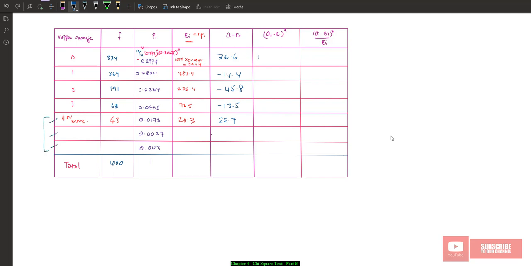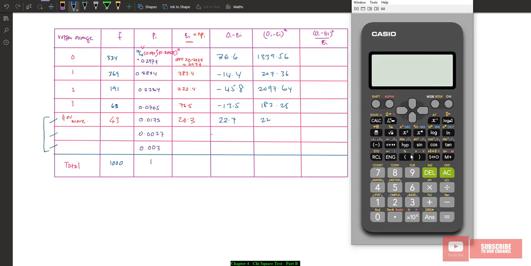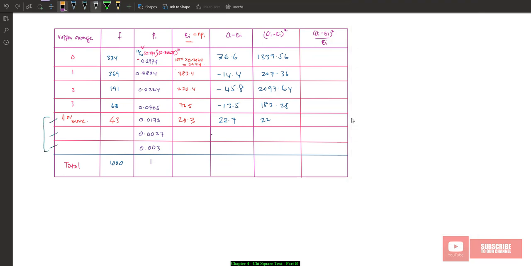Now square this one should be 1339.56. This is 207.36. 2097.64. This is 182.25. Sorry, we need to calculate this one. 22.7 squared, so it should be 515.29.